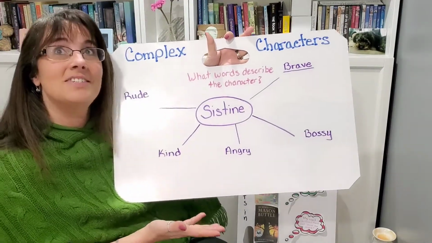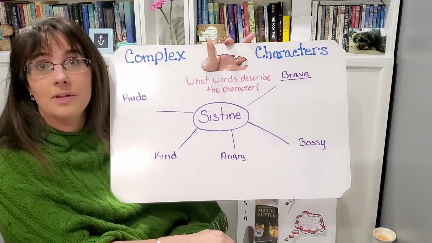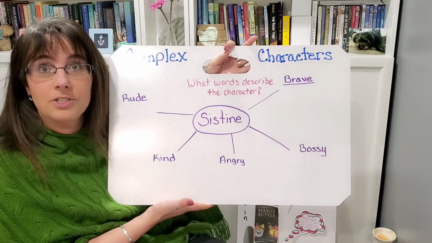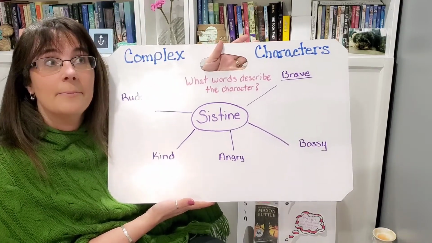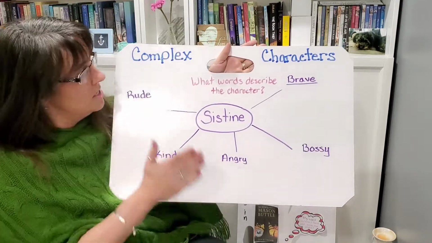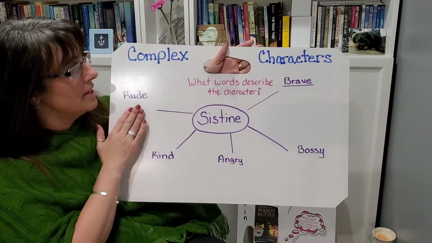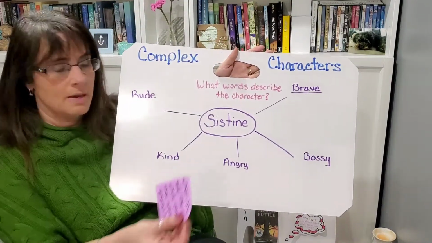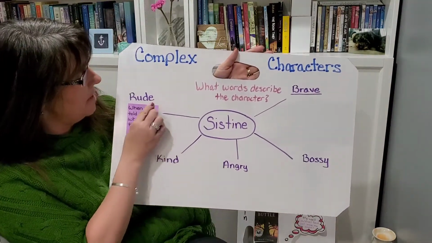But you can't just give words, you also have to back it up. You know, Mrs. Reading is always saying, oh yeah, prove it. But you have to give some proof too. You have to really think about how you can back up your claim. So if I wanted to say that I really think Sistine can be rude, I'd come up with an example.